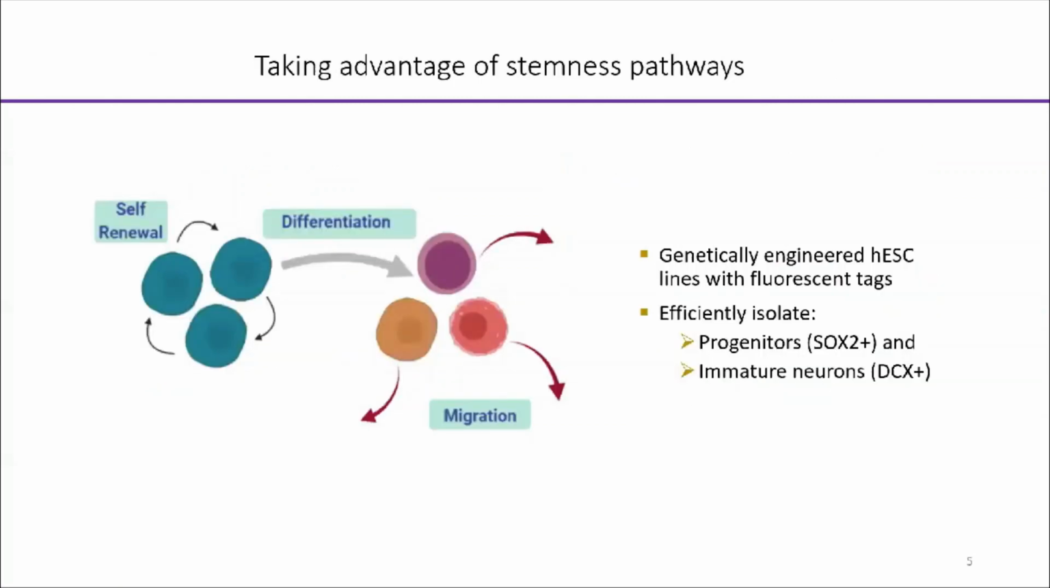For this project, we took advantage of two genetically engineered human embryonic stem cell lines, designed with fluorescent tags on SOX2, a progenitor marker, and DCX, an immature neuronal marker, in order to isolate both live progenitors and neurons. We decided to isolate these two populations as SOX2 closely mirrors the subventricular precursor zones in the human brain, whereas the DCX population is representative of the neuron-rich cortical brain regions of the developing brain.